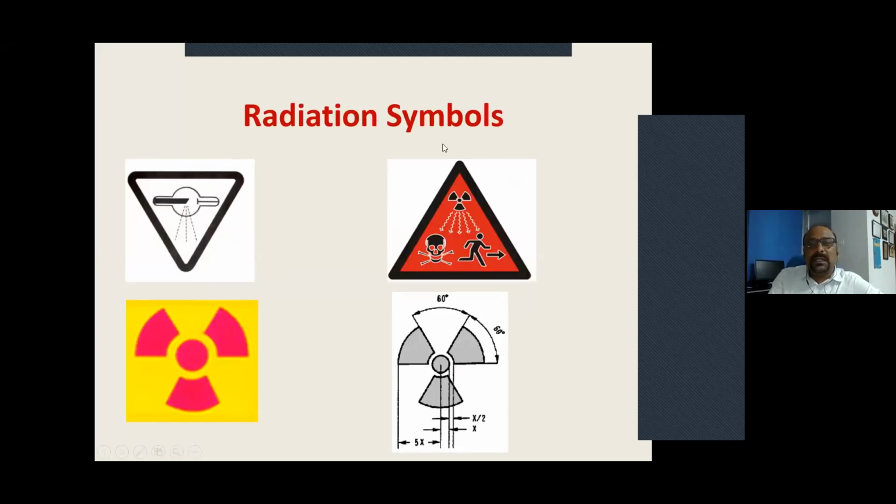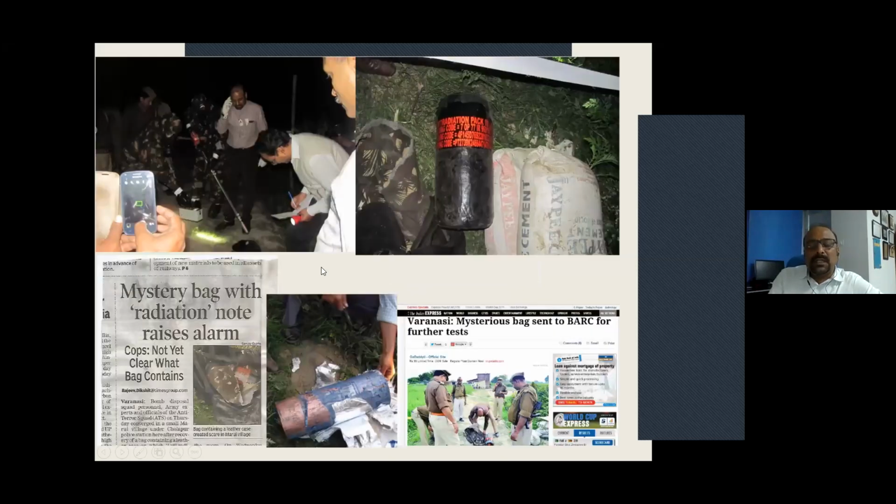And these are some of the radioactive symbols. This is for the general public and this is for radiation workers. And whenever there is X-ray, we should have an X-ray symbol in place. And these are my favorite slides, just to show you what to do in case of emergency.